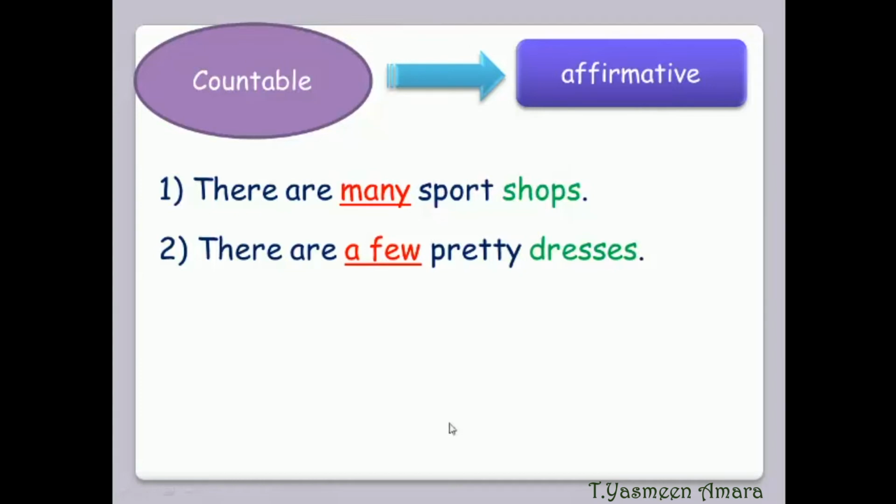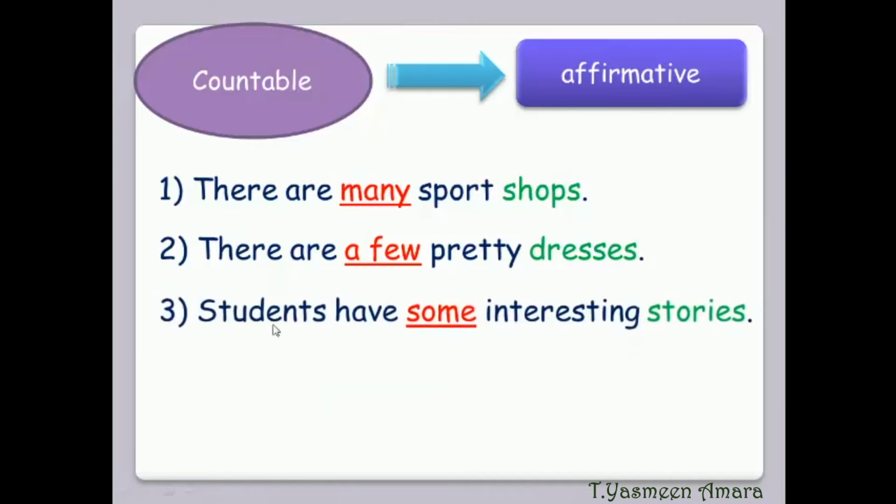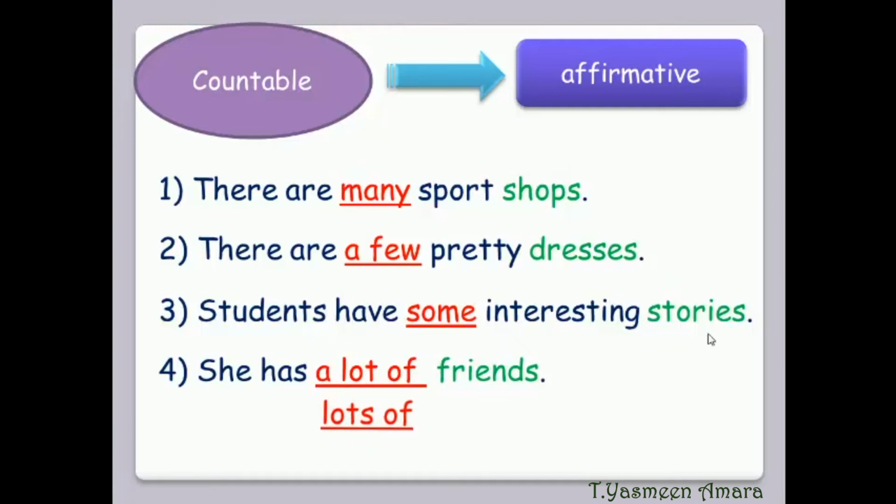Let's continue. Students have some interesting stories. We use some with countable nouns, and stories is in plural form also. 4, she has a lot of friends. A lot of with countable nouns, and friends should be in plural form. We can use lots of instead of a lot of. They have the same meaning. Okay? So we can say she has lots of friends.